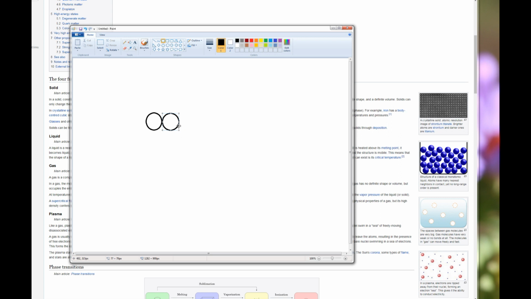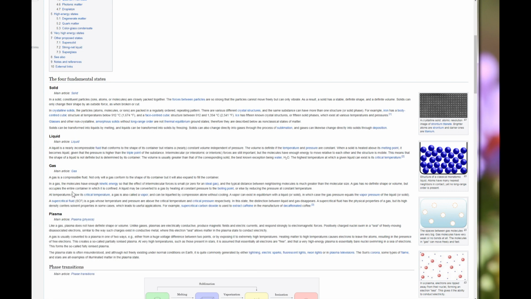Now, just like with the solid, as you add more and more heat energy, it moves faster and faster, vibrates more, and eventually it will get to the point where the weaker bonds that are holding this together start to break, and it changes state again from a liquid to a gas. And here we see the description of a gas. A gas is a compressible fluid.